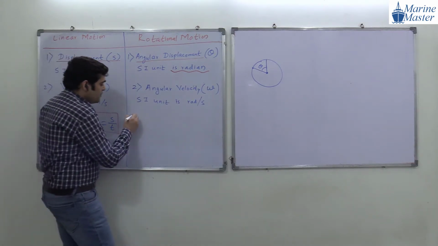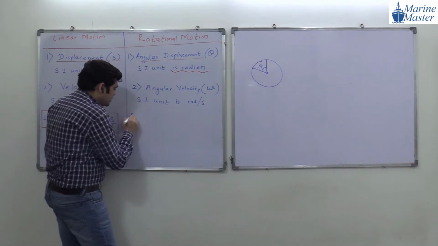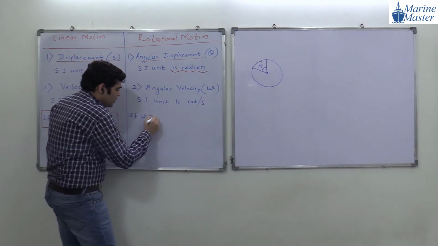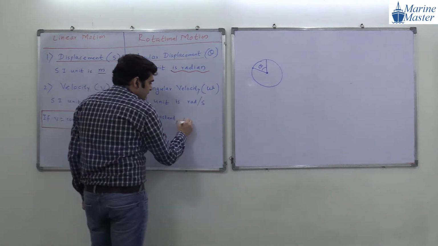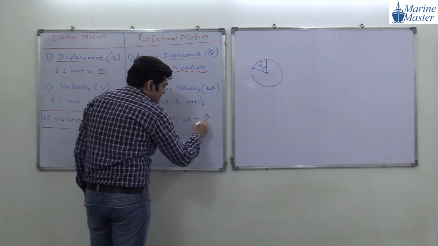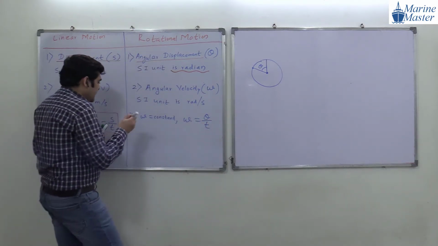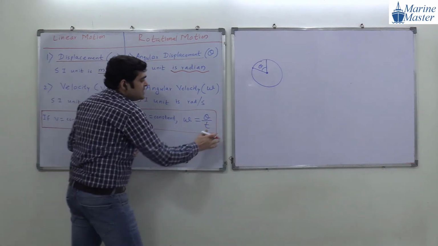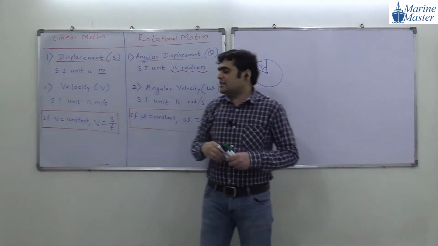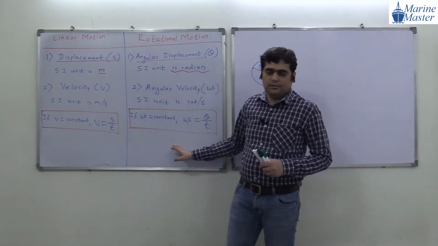So what can we say? If omega is equal to constant, then we can write omega is equal to theta by t. Everyone getting my point? Very simple discussion. Guys, if you are good with the linear motion chapter, then this chapter, rotational motion, is automatically very easy for you. Please everyone write down the second point.